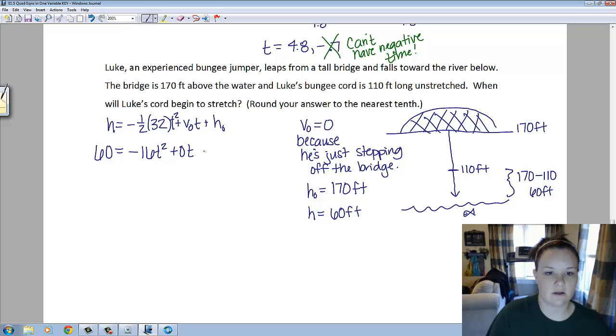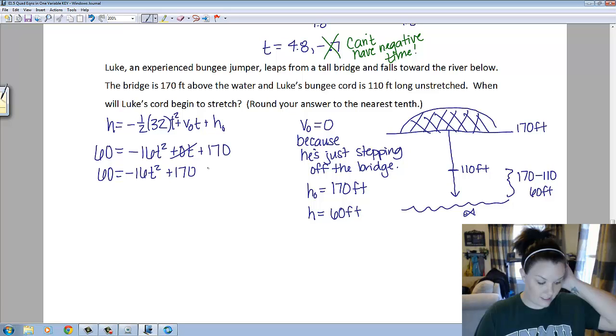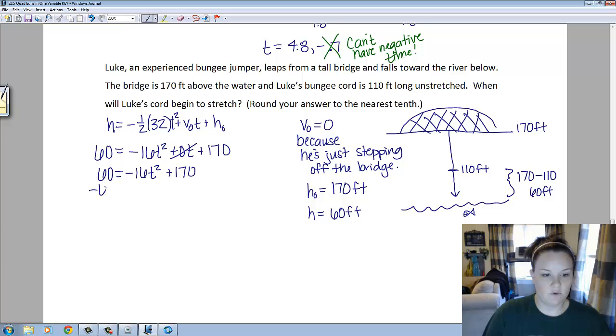Now, I want to go ahead and get this equal to 0. To get this equal to 0, I'm going to move my 60 to the other side by subtracting, which gives me 0 is equal to negative 16t squared plus 110. Now, if you look at this, there's something particular to notice. I don't have a t term. If I don't have a t term, it makes it a little bit harder to factor.